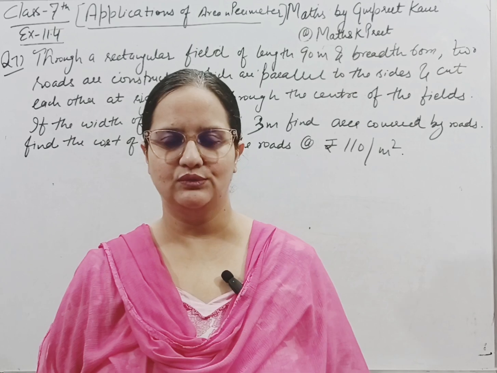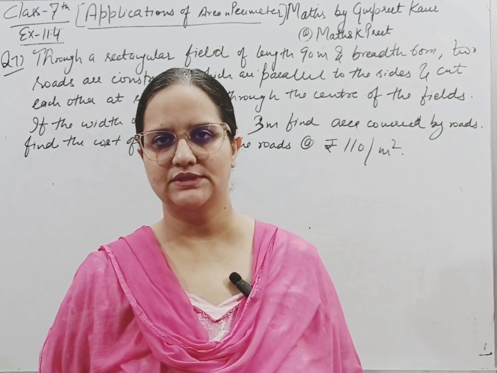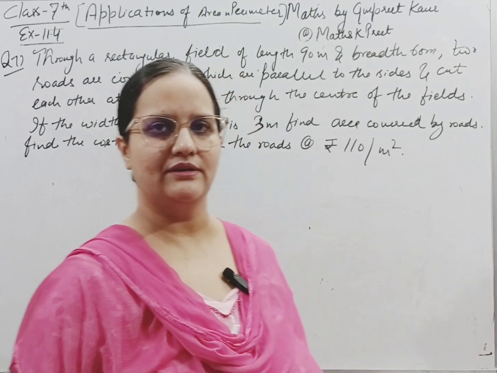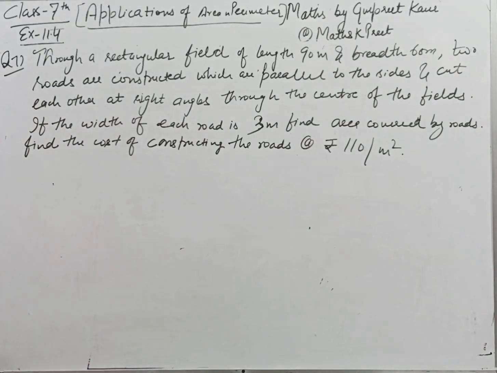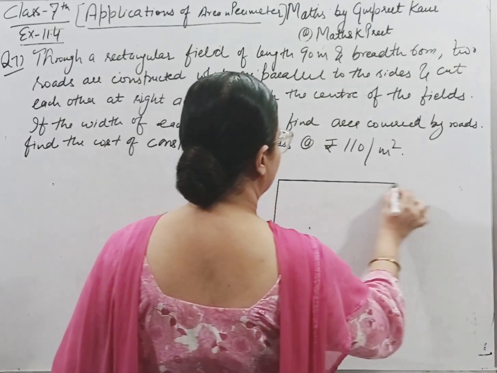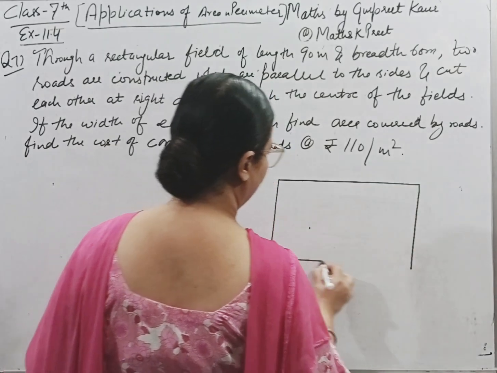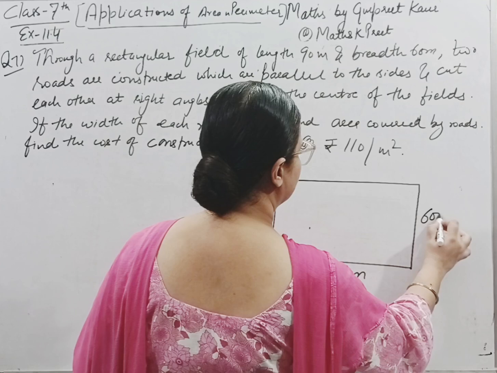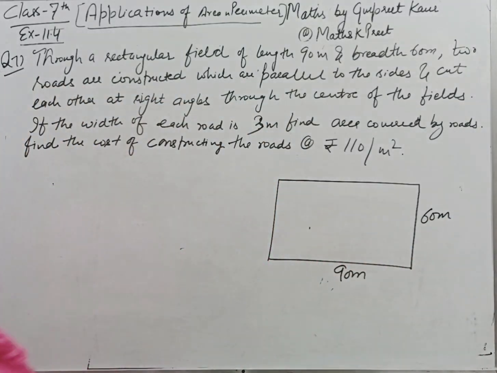Question number 6 and 7 both are similar, so I am going to solve question number 7. Please do solve question number 6 by yourself. It is saying that through a rectangular field of length 90 meters and breadth 60 meters. This figure is given to us. This is a rectangular field. This is 90 meter, this is 60 meter.